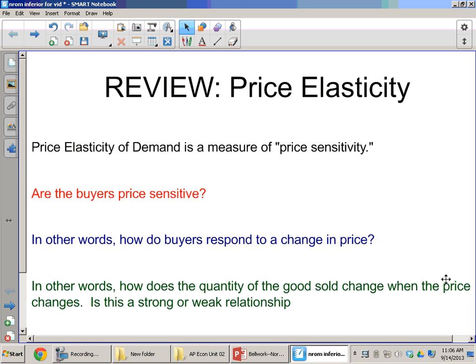This lesson is going to be on income elasticity. So we're going to start off our lesson by doing a very quick review of price elasticity, and I would recommend you also take a look at those lessons as well. But remember that price elasticity of demand is a measure of price sensitivity. So we're basically getting at, do buyers have a large or a small response to a change in price? Typically, we'd say a good is elastic if the percentage change in the quantity exceeds the percentage change in the price. In other words, if a 5% change in the price causes a 20% change in the quantity, that tells us it's an elastic good.